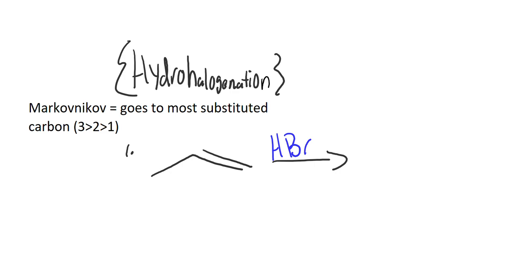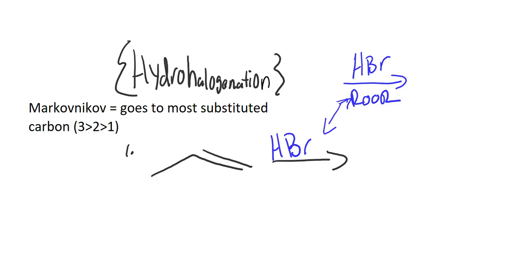Hydrohalogenation Organic Chemistry video. So we have an alkene with HBr. So that's the problem that we're going to be doing. This can be mistaken for another type of problem where you have something like this and a peroxide underneath, and these two questions are completely different.